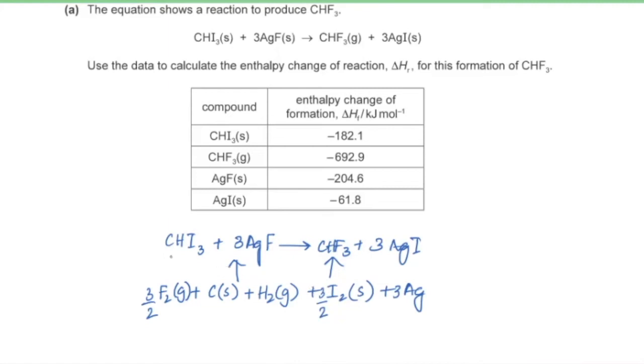Now, for the formation of 1 mole of CHI3, we will be taking this value, negative 182.1, and for the formation of 3 moles of AgF, we will be multiplying this value with 3, so 3 into negative 204.6. Now for the formation of CHF3, only 1 mole, we will be labeling this as 692.9, and for the formation of 3 AgI, we will be labeling it 3 into the enthalpy change of formation of 1 mole of AgI, that is negative 61.8, and we have this as X.